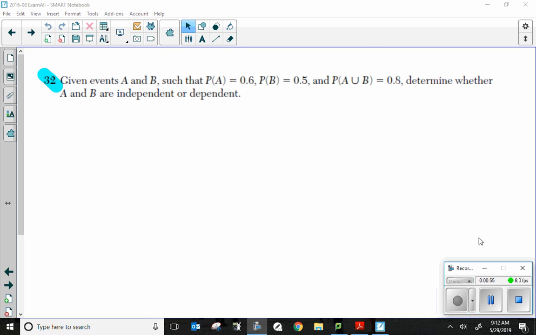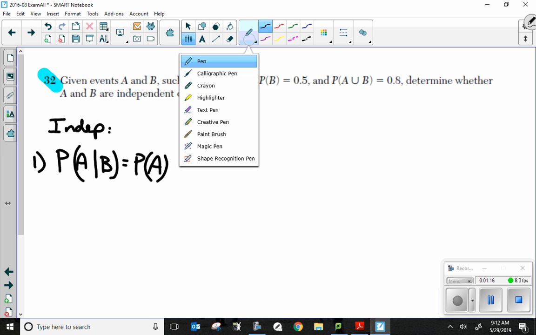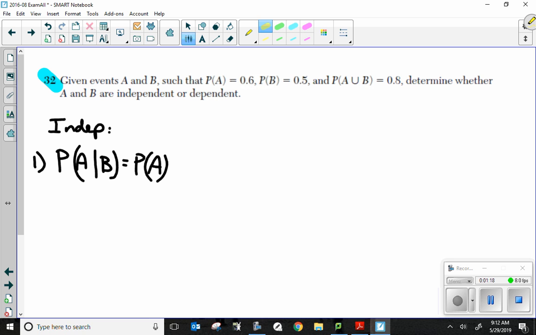There are two ways to check for independence. First, you can say the probability of A given B equals the probability of A. If this is true, then those two events are independent. This is the first method. I only recommend doing that method if it is given to you, if A given B is in the problem. I don't see that anywhere in our problem here, so I'm not going to use option 1.